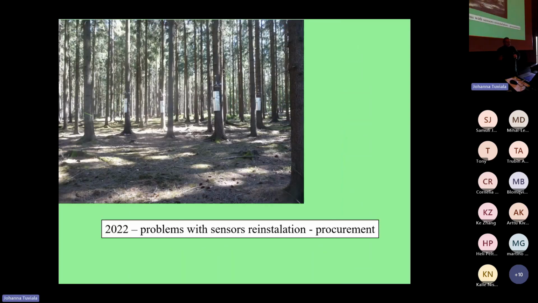And there was one big thing in our experiment: we planned to have full sapflow and other data, but we had complications with procurement, and we had to reinstall sensors, but we had complications and the main part didn't work. This is very bad.